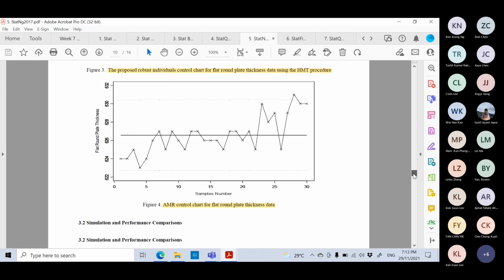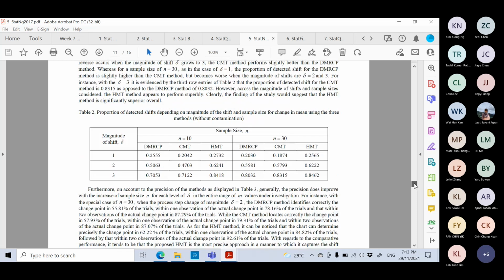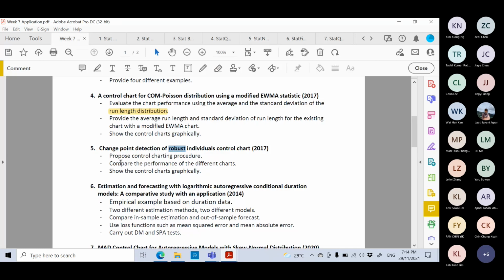Okay, so this is one of the examples of how you apply the change point, and then you get the values. You can present your values graphically by showing all the control charts, or you can carry out a comparison of the performance here. So here are the values for comparing the performance. Okay, so this will be the fifth paper here. So these two papers go together, where they show you the control charts.